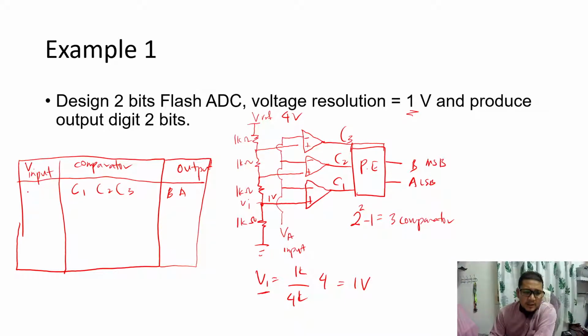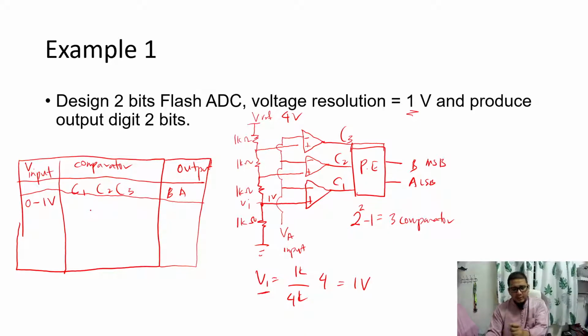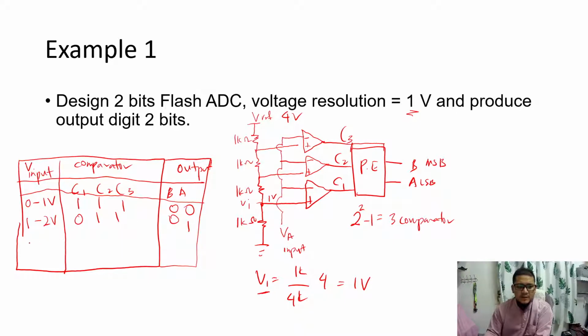The first input range is 0 to 1 volts. If it is 0 to 1, it means that VA is lower than our reference here, so all our comparators will be high, and our output will be 0. In the range 1 to 2 volts, only C1 will be low and the others will be high, so our result is like this. If 2 to 3 volts, only 2 will be low and our result will be like this. And if greater than 3 volts, all comparators will be low, so our result will be 1.